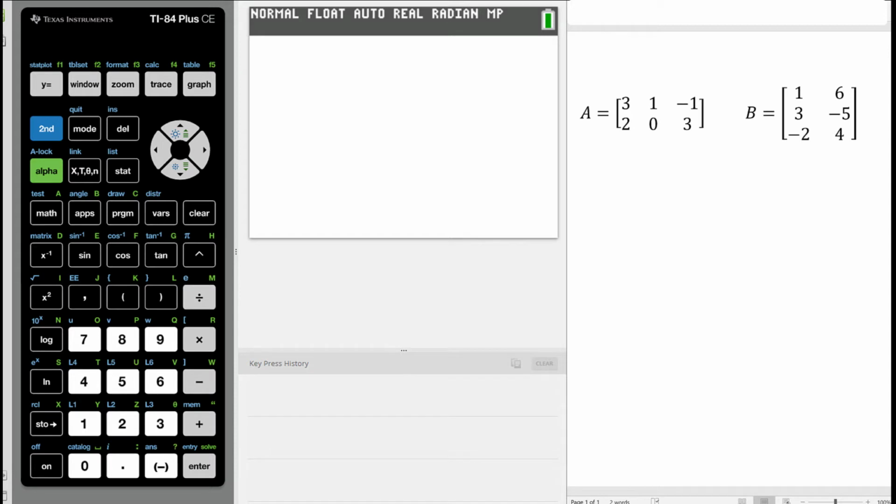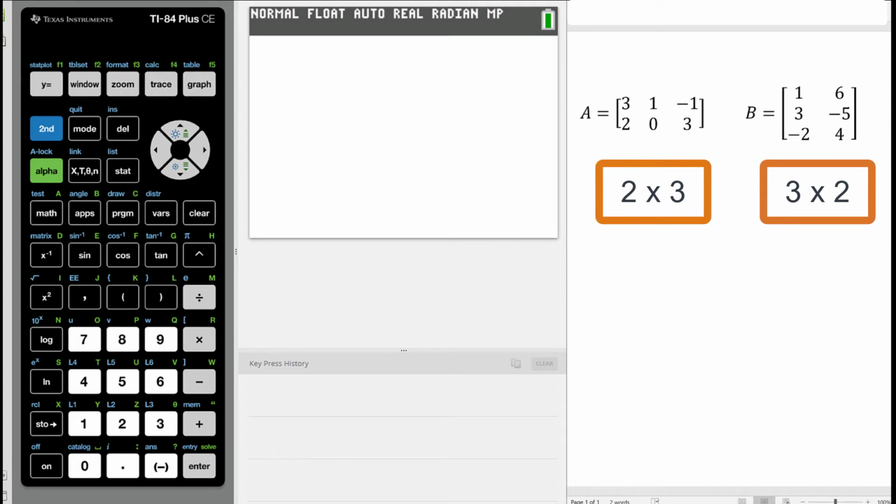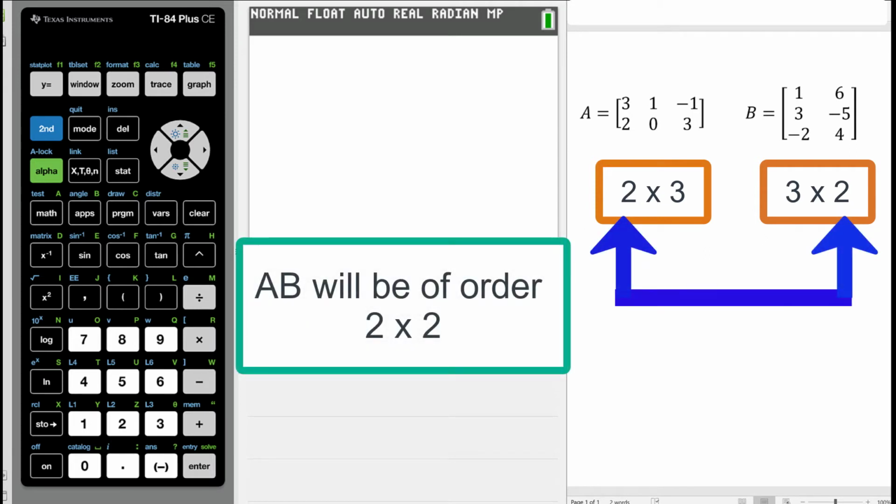To find the product AB, it is important that the number of columns in matrix A is the same as the number of rows in matrix B. Here we can see that the number of columns for matrix A and the number of rows for matrix B are the same. The product AB will be of order 2 by 2 because there are 2 rows in matrix A and 2 columns in matrix B.